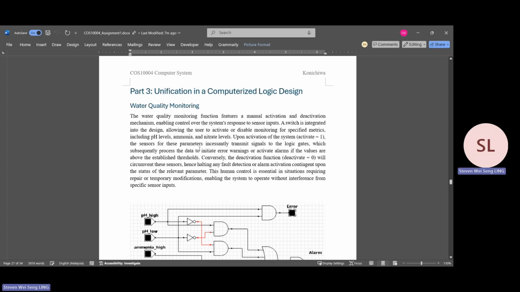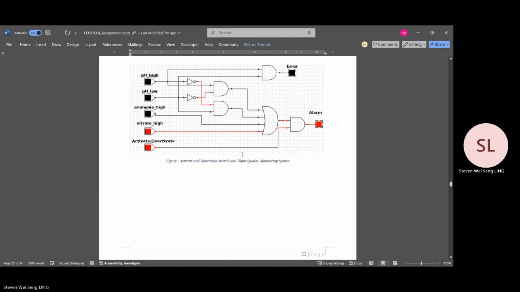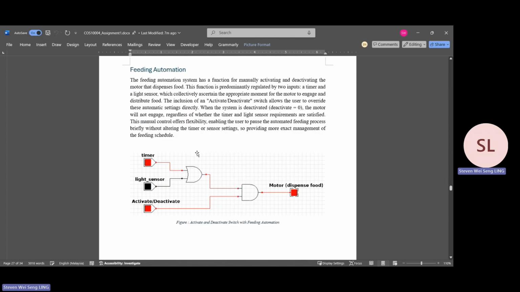When the system is activated, sensors continuously send data to logic gates, triggering warnings or alarms if the thresholds set are exceeded. When the system is deactivated, sensors are bypassed, stopping fault detection and alarms based on these parameters. This is especially useful during maintenance or temporary adjustments. Next is the feeding automation.